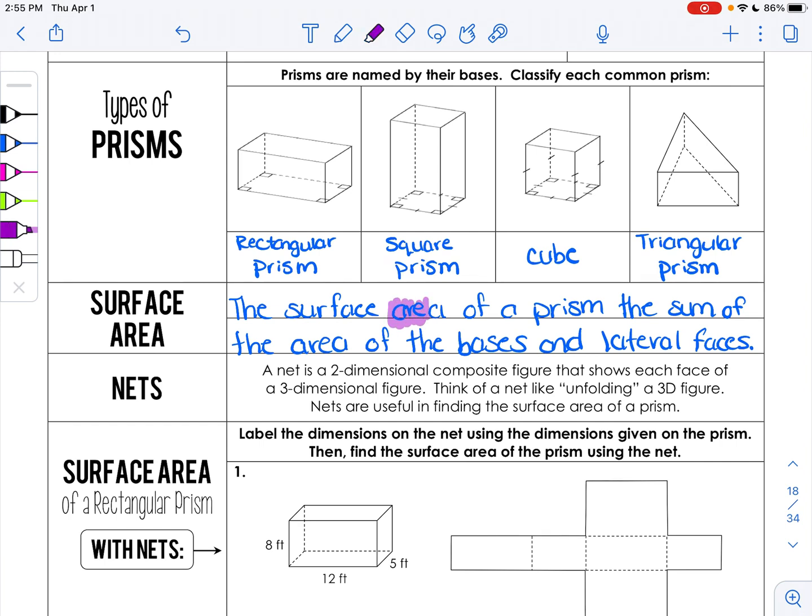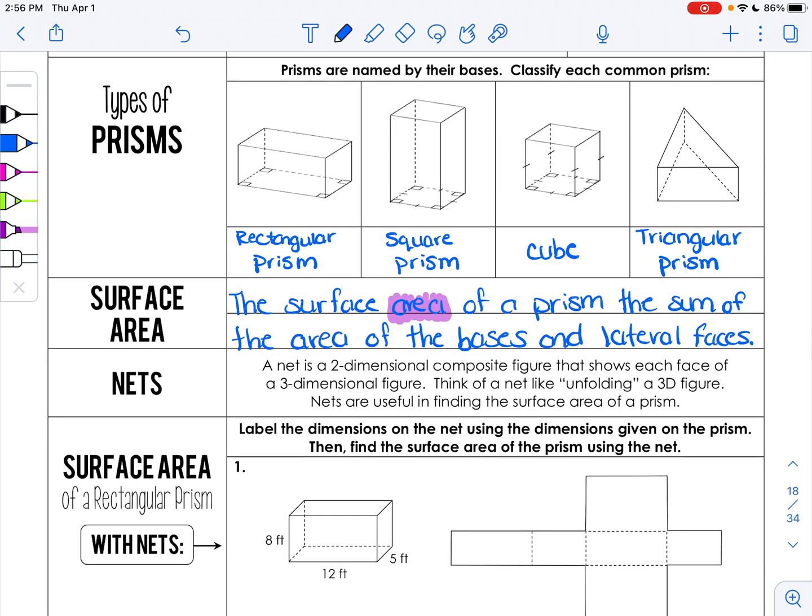That's a very important word. Area plays a big part of finding surface area. You're going to be finding the area of pretty much all of your faces, so your bases and your lateral faces, and then you add together all of those areas. So typically you're going to be adding together 6 different areas, or in some cases 5 areas, or 3 areas.